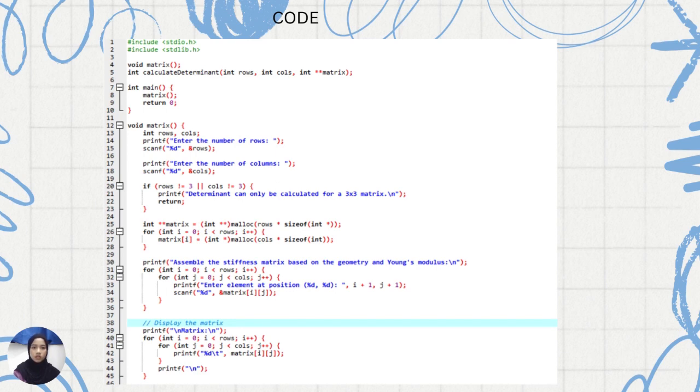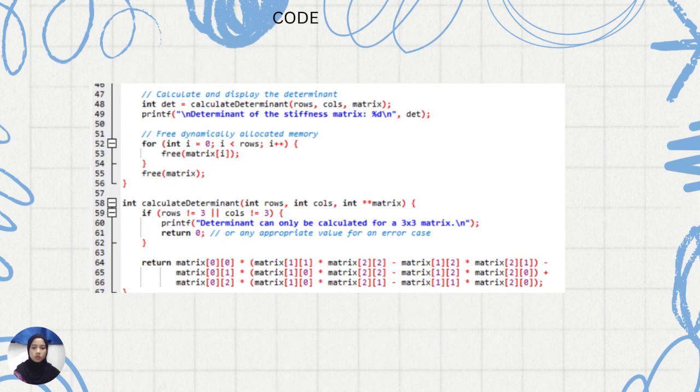The matrix function prompts the user to input the number of rows and columns, allocates memory for a 3x3 matrix using dynamic memory allocation, and asks the user to input the elements of the stiffness matrix. It displays the entered matrix and calls the calculate determinant function to compute and display the determinant. And then there is also the calculate determinant function, and all the other parts we need to make our code a success.